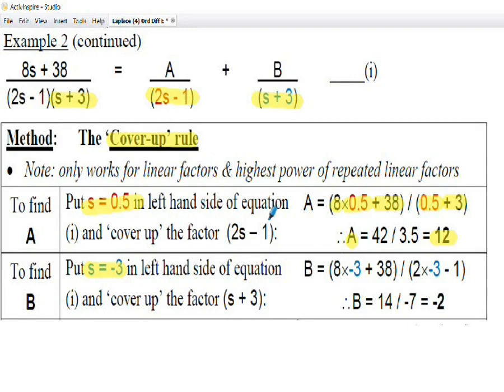So following that through, that will be 8 times s, 8 times minus 3 now, plus my 38, divided by 2 times s, 2 times minus 3, minus my 1. If you follow the arithmetic through, b is equal to negative 2. So we solve for our two constants a and b.